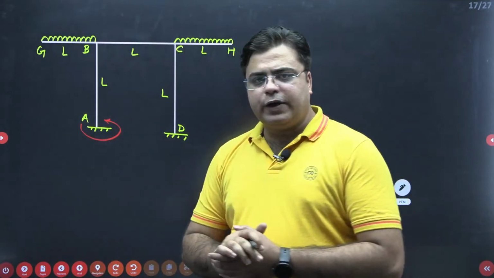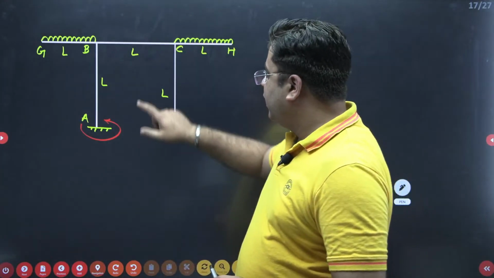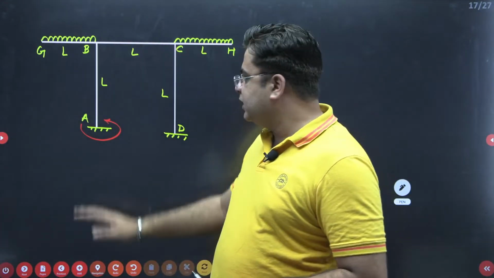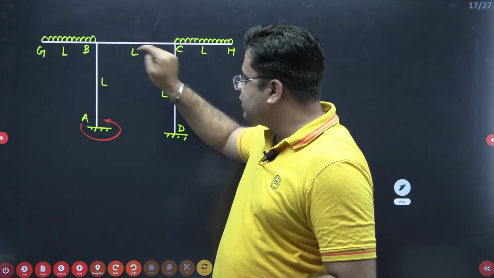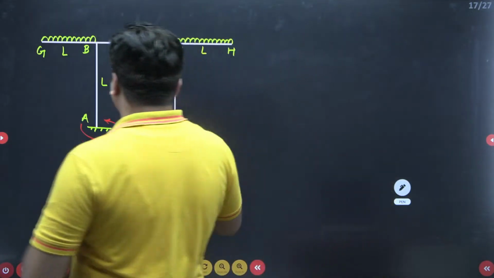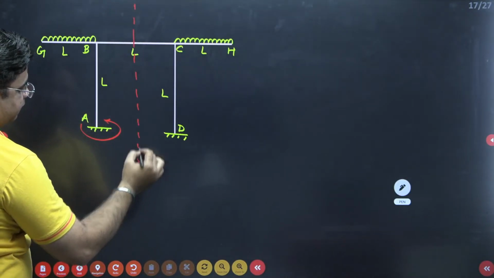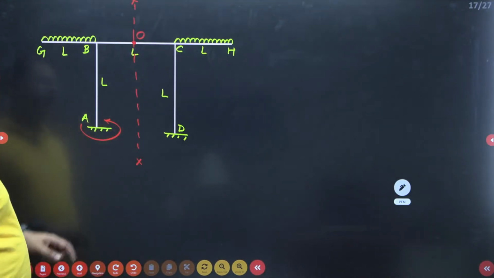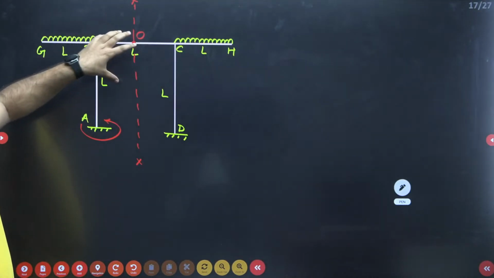When you observe this frame, first of all, it's a symmetrical frame. Due to this symmetry, the slope at the midpoint will be equal to 0. There is an axis of symmetry for this frame, and at the center of this beam, the slope will be equal to 0, but there will be some moment. If this is my axis of symmetry, and this point is O, at this point the slope of the frame should be equal to 0, but there will be some moment.